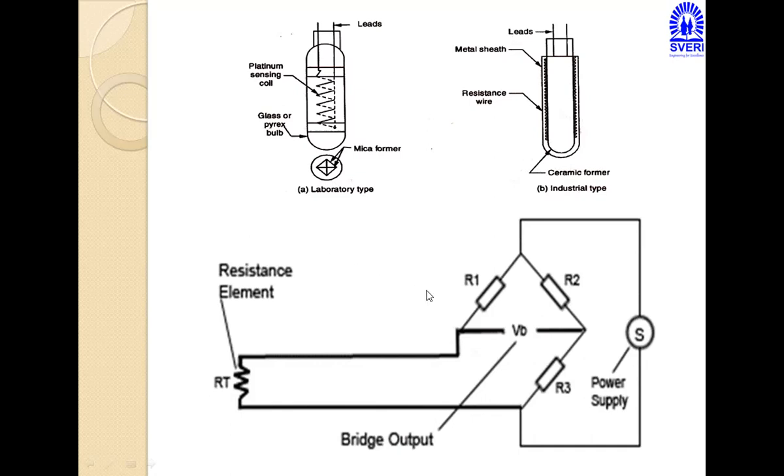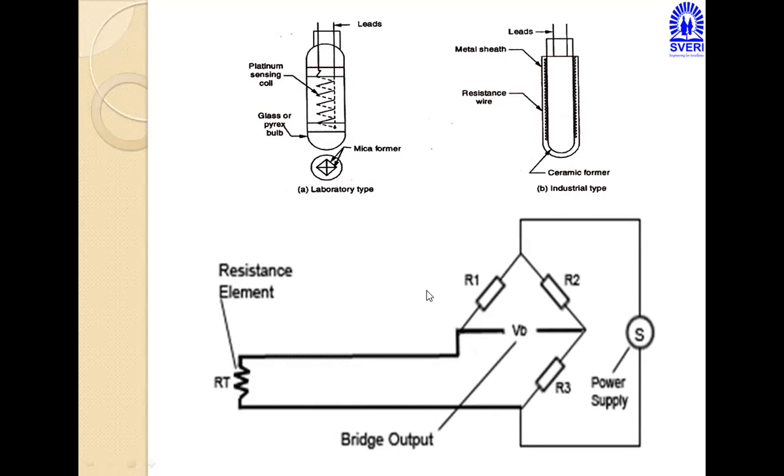Okay. See, resistance temperature detector means you have to use some resistance to detect the temperature, in laboratory type and industrial type. Laboratory type, the range will be somewhat less compared to the industrial type. This RTD is based on the Wheatstone bridge circuit. Wheatstone bridge circuit means R1, R2, R3, and the last one is RT, that is R4.